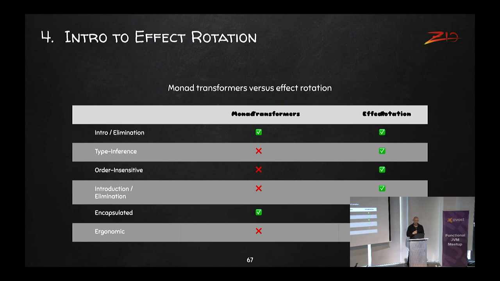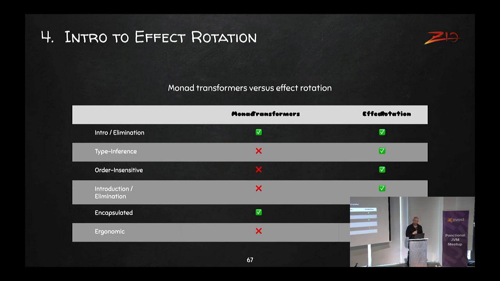Type inference: effect rotated types can be inferred fully. If you annotate them correctly with type parameters, they can be fully inferred by Scala. In all cases, no type annotations required. If you don't know what types to type, just have your IDE insert the types for you.